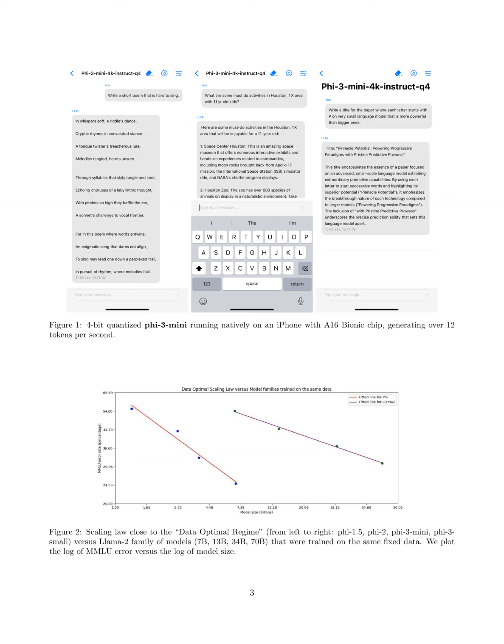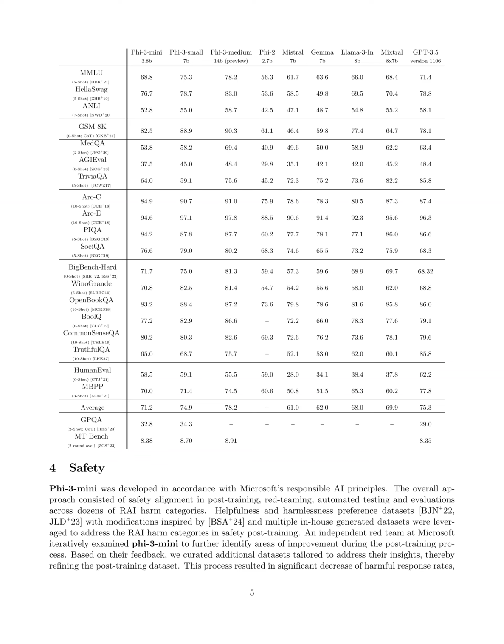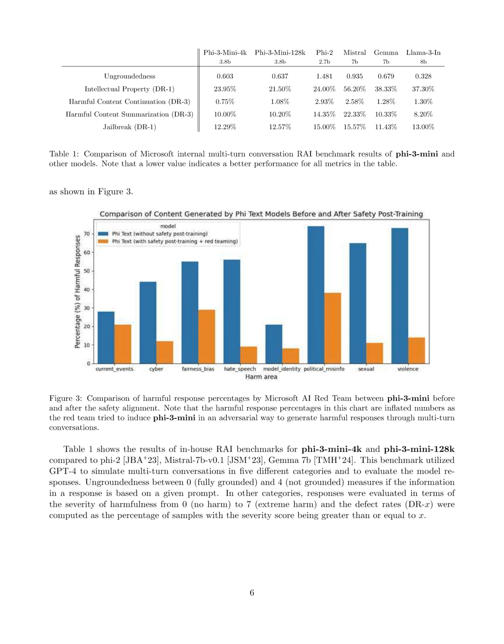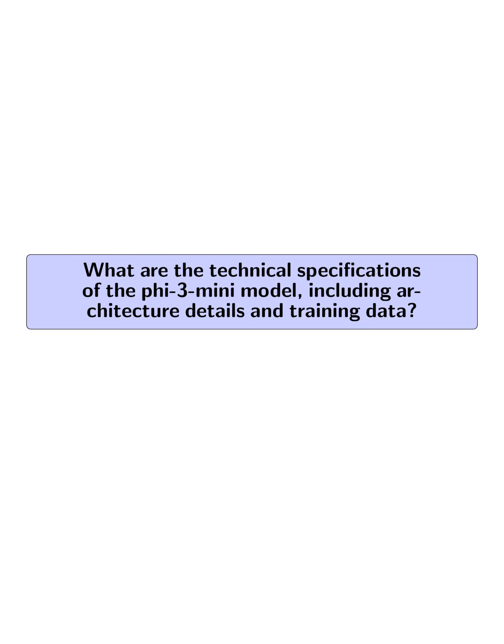The model is evaluated on standard open-source benchmarks measuring reasoning ability and compared to other models like GPT-3.5 and Mixtral 8x7b. Additionally, safety benchmarks are conducted to evaluate the model's responses in terms of groundedness and harmfulness. Despite its capabilities, the Phi-3 mini model has limitations related to its size, such as limited factual knowledge storage and language restrictions to English. What are the technical specifications of the Phi-3 mini model, including architecture details and training data?